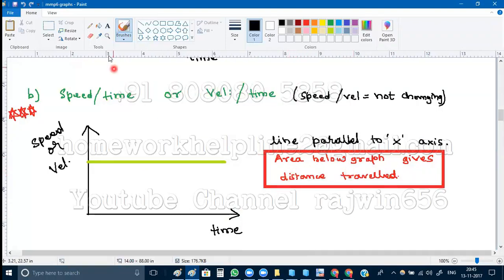distance traveled. Suppose if you are asked in this particular graph, okay, see this time is there, this is 10 seconds, and here the speed is say 5 meter per second. This value is 5. Okay, if I want here how much is the distance traveled, this is going to be the rectangle, the area of this rectangle is going to give us the distance traveled. Basically it is nothing but speed multiplied by time. It's going to be the area of this rectangle in this particular example.